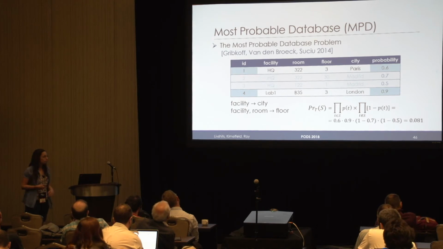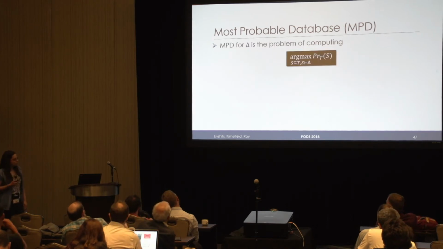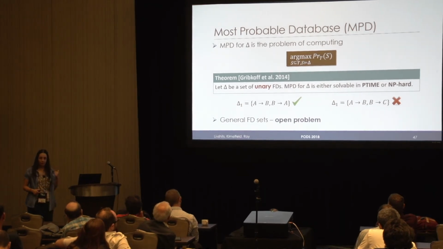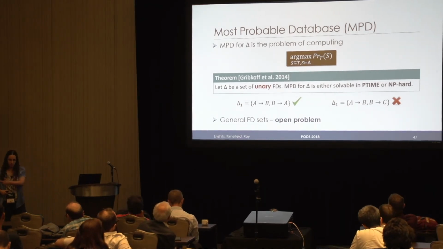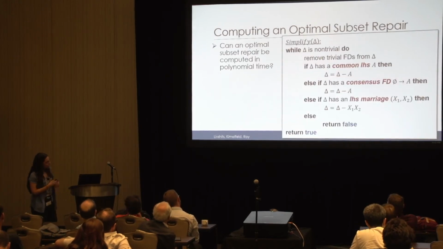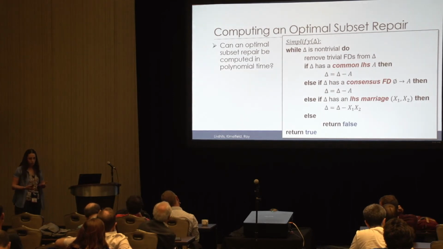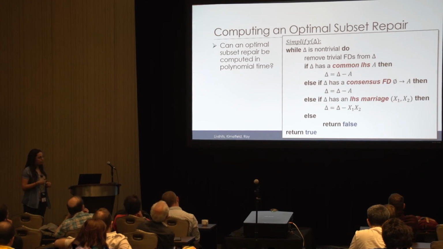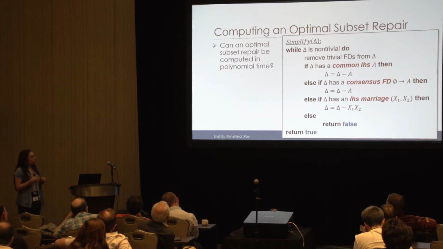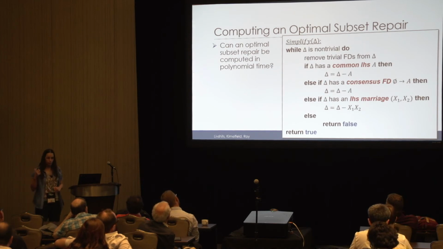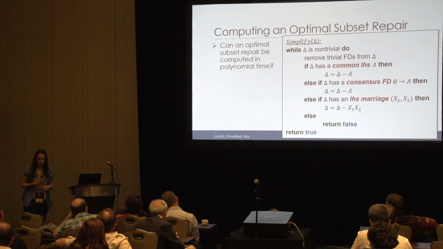So it is still not clear for this set of functional dependencies if the problem can be solved in polynomial time or not. So it turns out that there is a reduction from the problem of computing a most probable database to the problem of computing an optimal subset repair, and vice versa. So if you remember this simplify algorithm that I showed you before that we use to decide if we can find an optimal subset repair in polynomial time or not, we can actually use this simplify algorithm to settle the open problem and to solve the most probable database problem for general sets of functional dependencies.